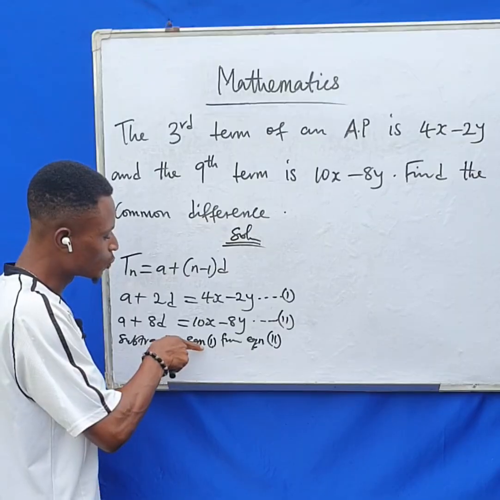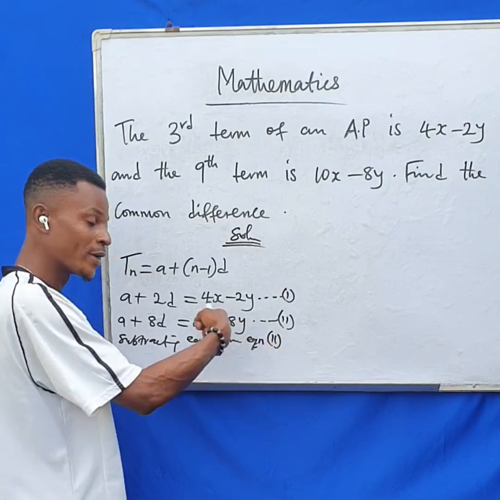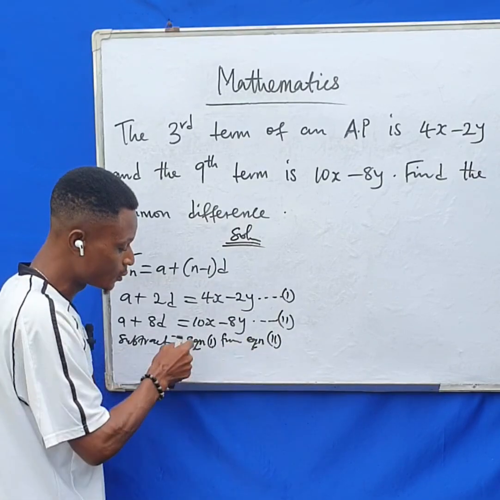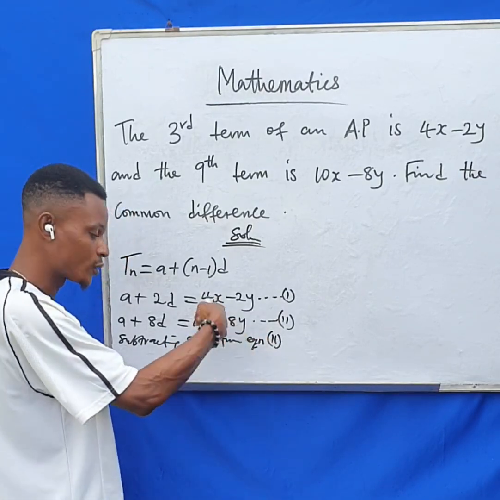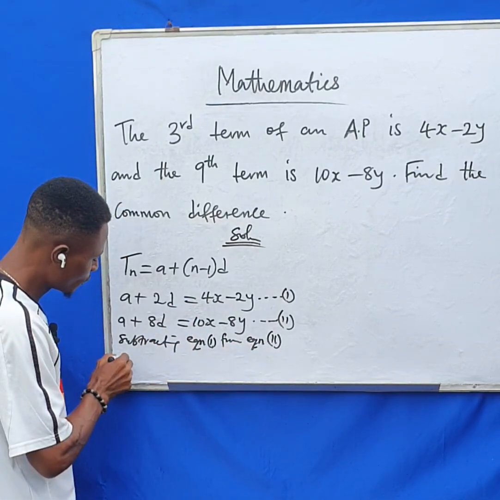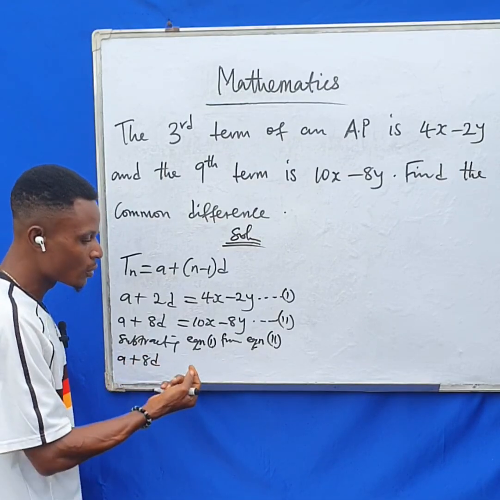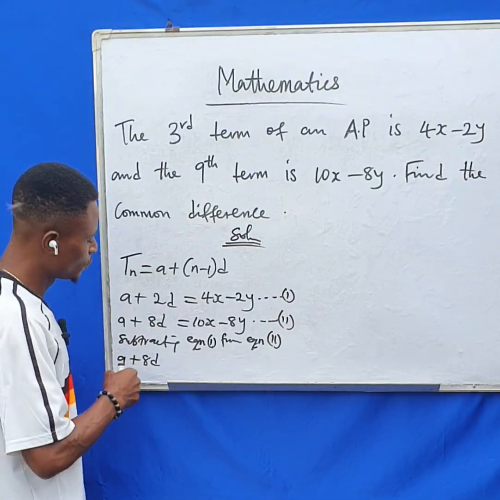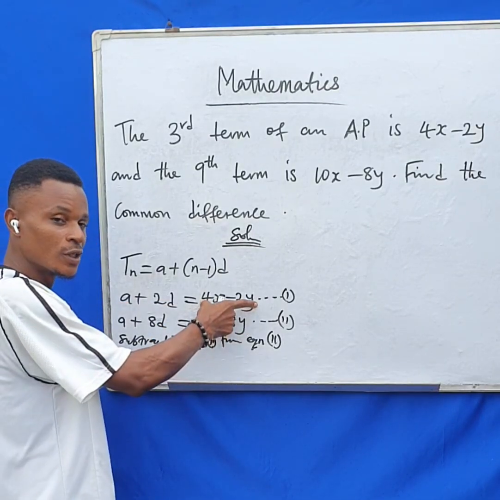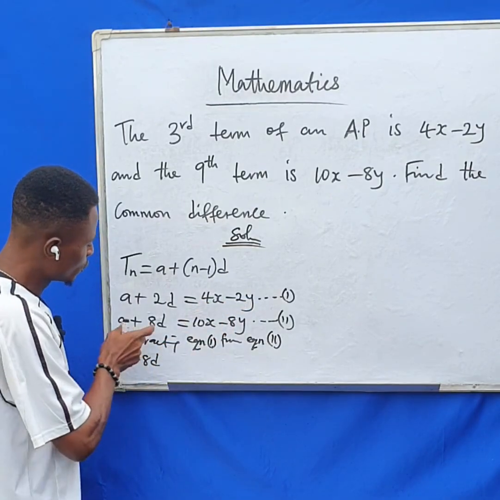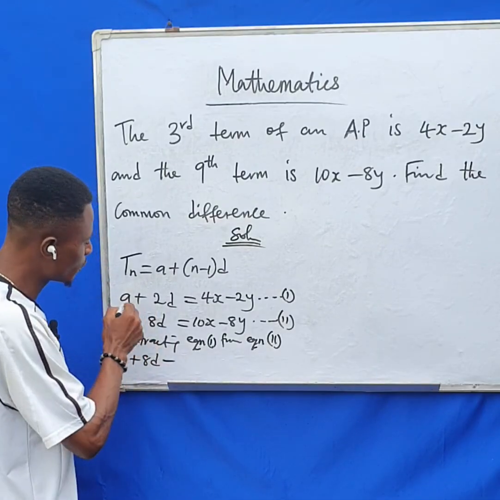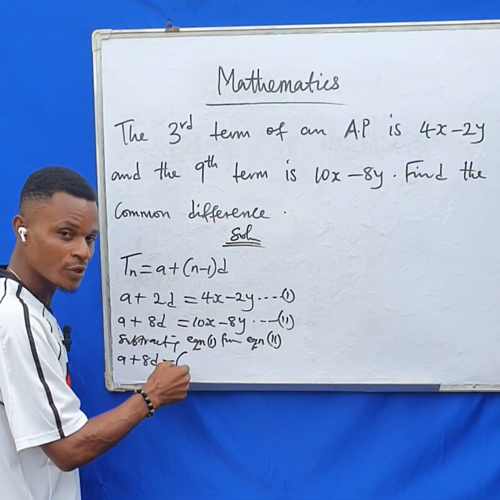Anytime you want to subtract equation 1 from equation 2, it means equation 2 minus equation 1. Take note. If they mention this one first, this from that, it means that minus this. So I'm going to write my equation 2 first. Equation 2 here is a plus 8d. Now remember, we are minusing equation 1 from equation 2. This part of equation 2 minus this part of equation 1, and this part of equation 2 also minus this part of equation 1. That is how it is being done. You have to put this in brackets.